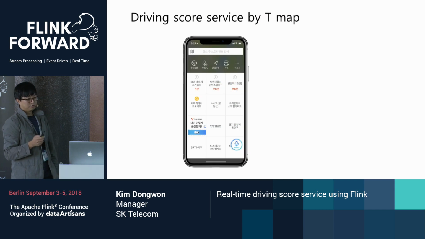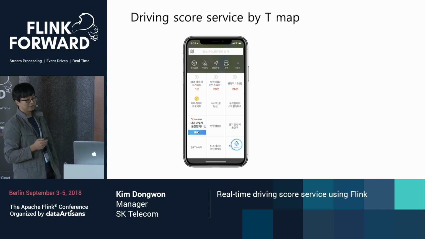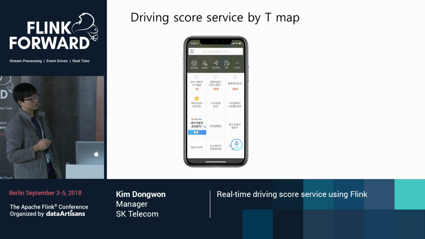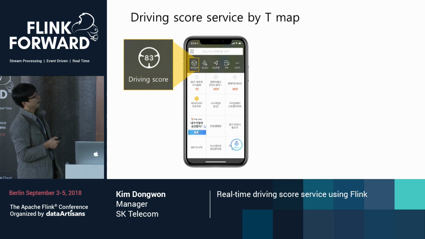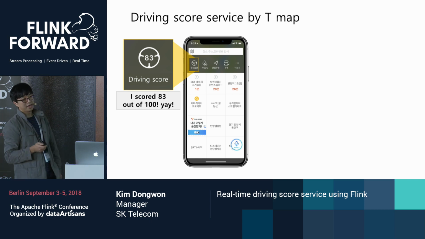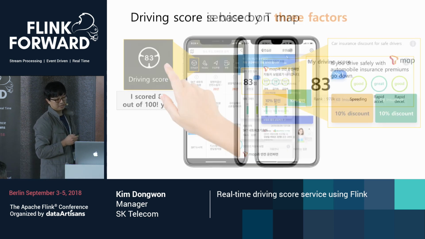Besides the essential route guidance function, TMap provides a very interesting service called the driving score service. Here, 83 means I scored 83 out of 100 points. And we are collaborating with insurance companies on providing car insurance discounts to drivers with high driving scores.